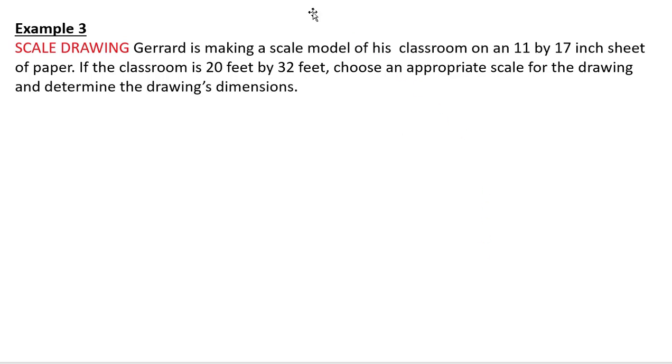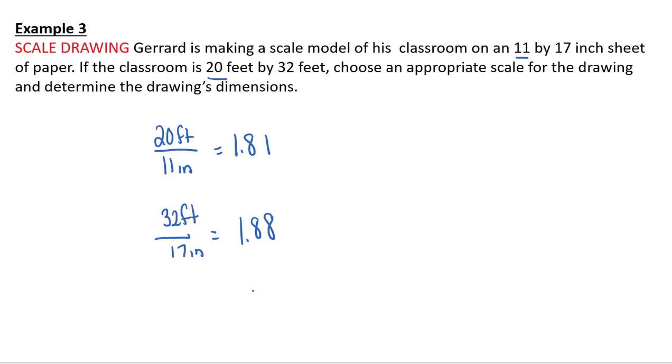Okay, so place 11 by 20. So we have 11 inches over 20 feet. Actually, I want to write this the other way. I apologize. I'm going to write this as 20 feet to 11 inches. And that is about 1.18. And then if I do the other one, 32 feet to 17 inches, well, that is about 1.88.